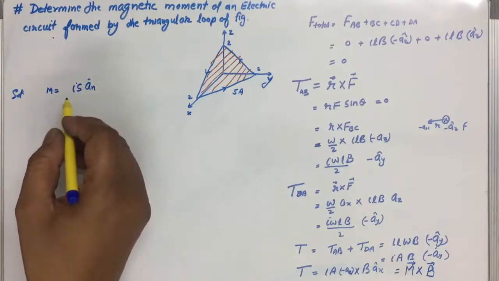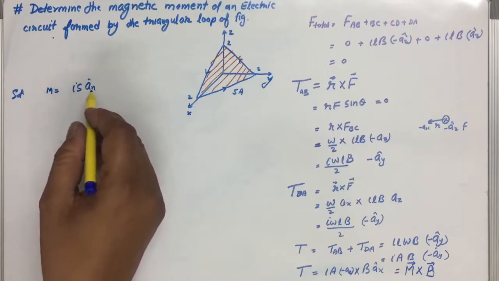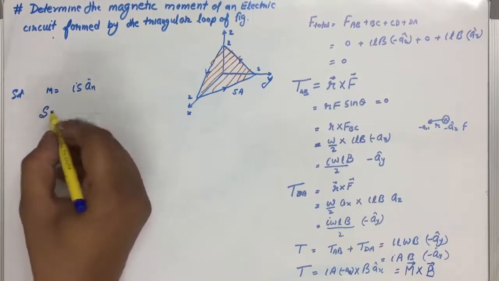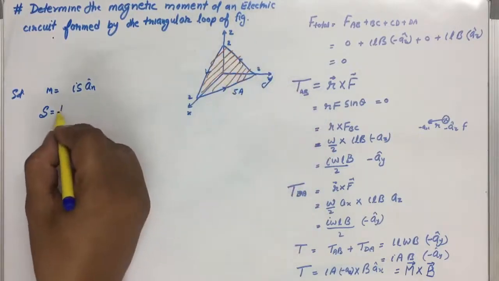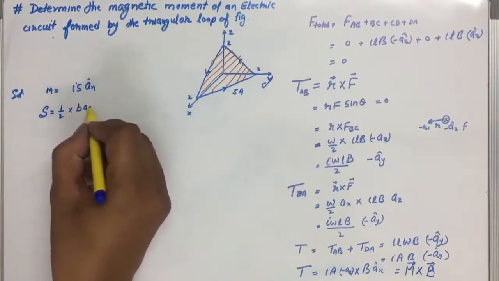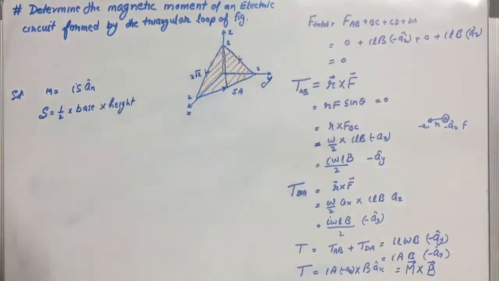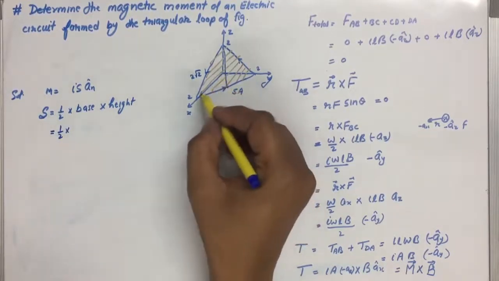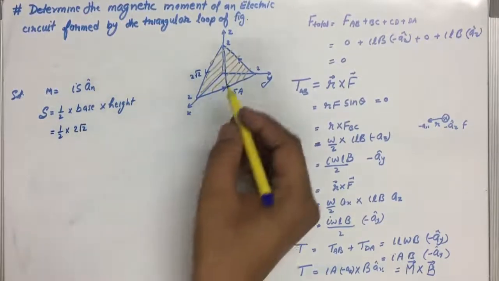So the important point is that current is known. We need to find S, the surface area, and AN. If we talk about the surface area, then this is nothing but the area of the loop. For any triangle, we can use half into base into height. So from here we can find the area, that is half, the base is, this is 2, this is 2, so this will be 2 root 2. So the base is 2 root 2.